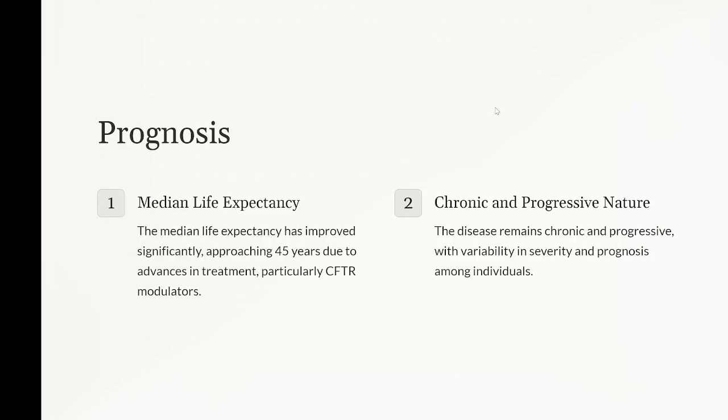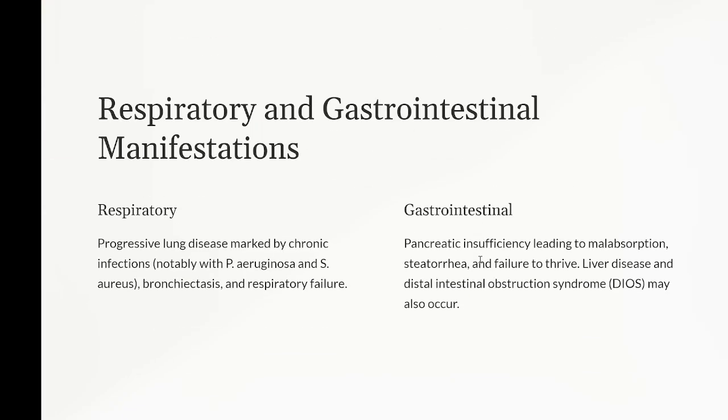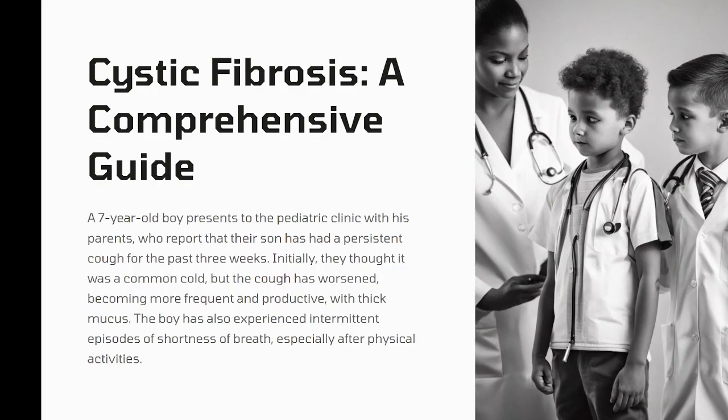Prognosis, the median life expectancy has improved significantly, approaching 45 years due to advances in treatment, particularly CFTR modulators. However, the disease remains chronic and progressive, with variability in severity and prognosis among individuals. This summary provides a comprehensive overview of CF management tailored for pediatric specialists, emphasizing the importance of a multidisciplinary approach and personalized treatment strategies based on the latest evidence and guidelines.